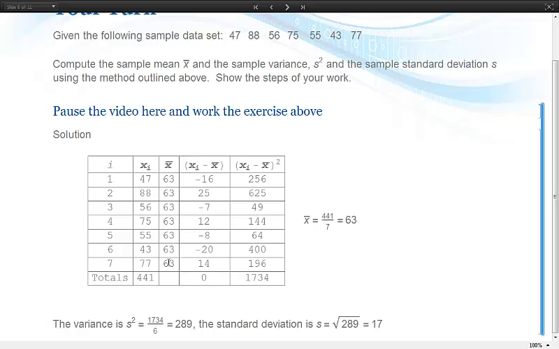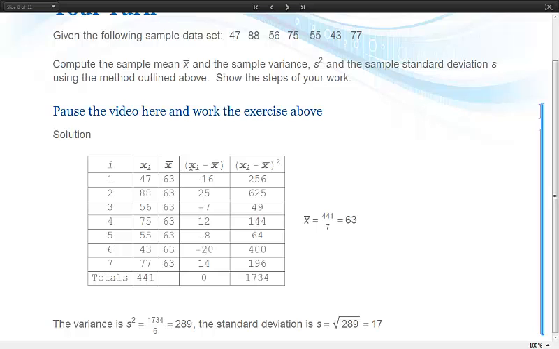I record the 63s in the next column just as a reminder for doing the subtraction. And then in the fourth column here, I compute the deviations from the mean. 47 minus 63 is negative 16. 88 minus 63 is 25. 56 minus 63 is negative 7. 75 minus 63 is 12. 55 minus 63 is negative 8. 43 minus 63 is negative 20.